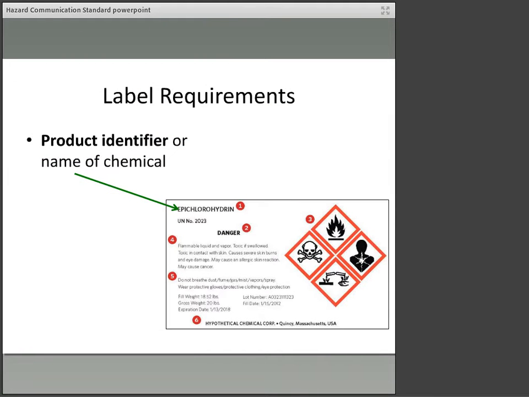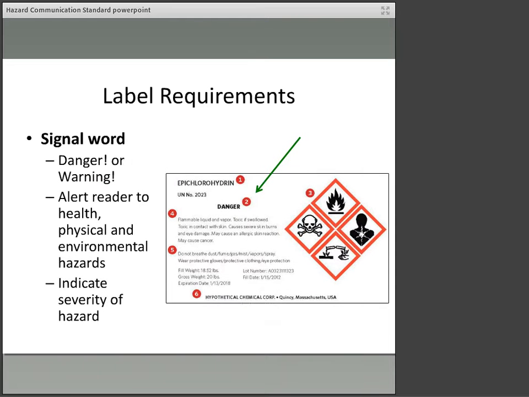The product identifier is simply how the hazardous chemical is identified. It's usually the chemical name, although it can be a code number or a batch number. There are only 2 words that are used as signal words, either danger or warning. Danger is used for more severe hazards and warning for the less severe hazards. These words are used to alert the user to the relative level of severity of the hazard.